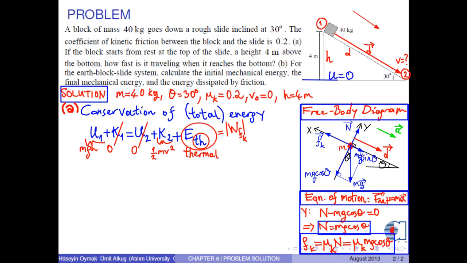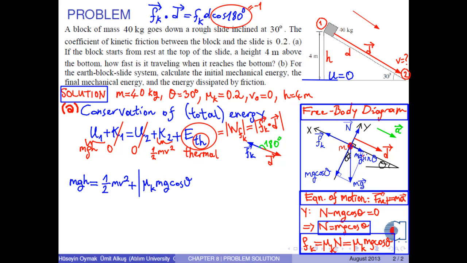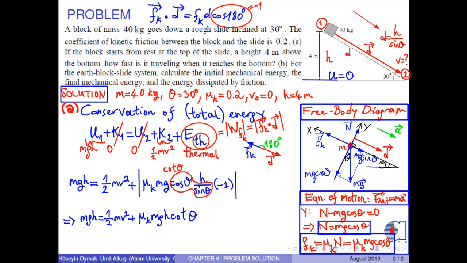Finally, due to friction, there is a thermal energy which is calculated by the absolute value of Fk dot d, which is the work done by the frictional force, where Fk is equal to mu k times m times g times cosine theta, and d is equal to h over sine theta according to the right triangle in the figure. If we rearrange this equation, from this equation, we can find an expression for the final speed.